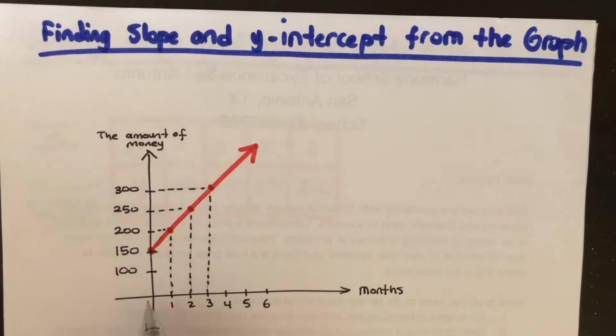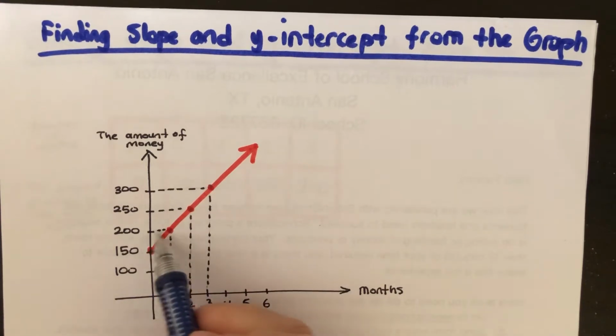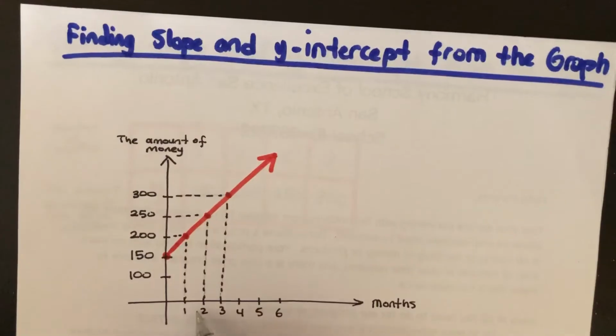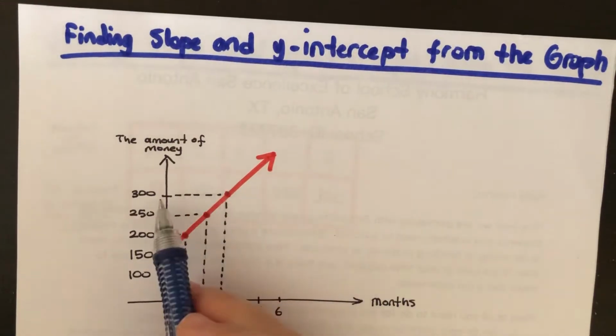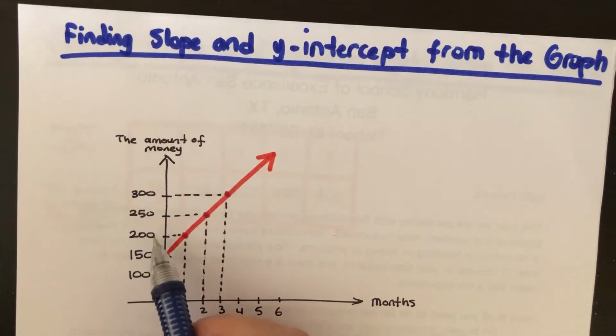Here at the beginning of the situation, he or she has $150 in his or her bank account, and then at the end of the first month, you can see he has $200, and then at the end of the second month $250 and $300. So we can see that every month he or she deposits $50. So the situation is that.